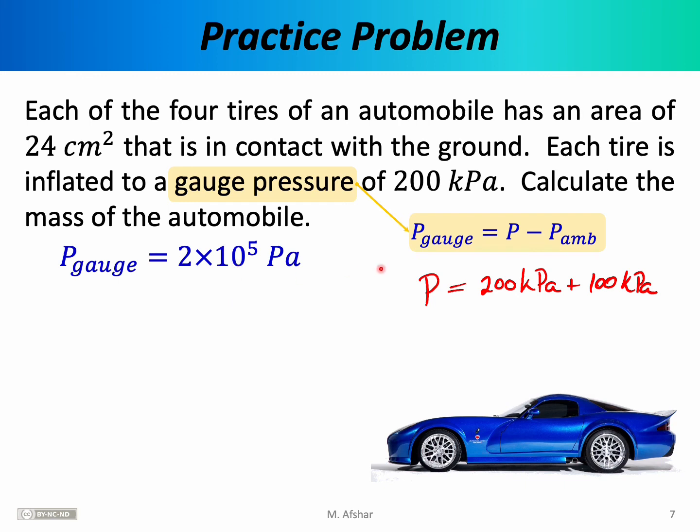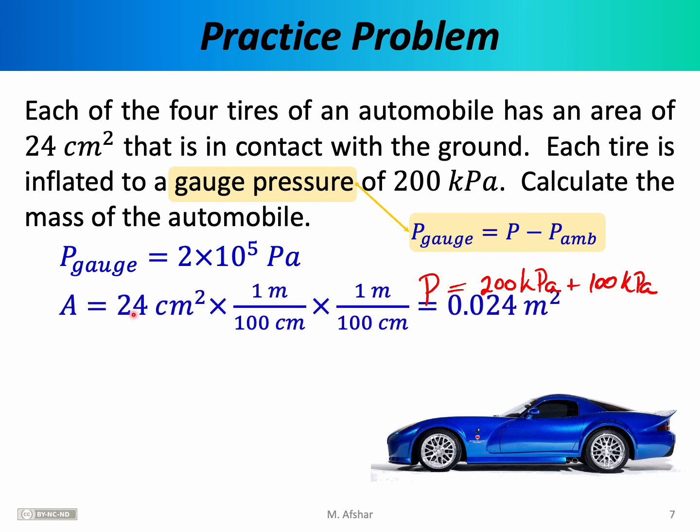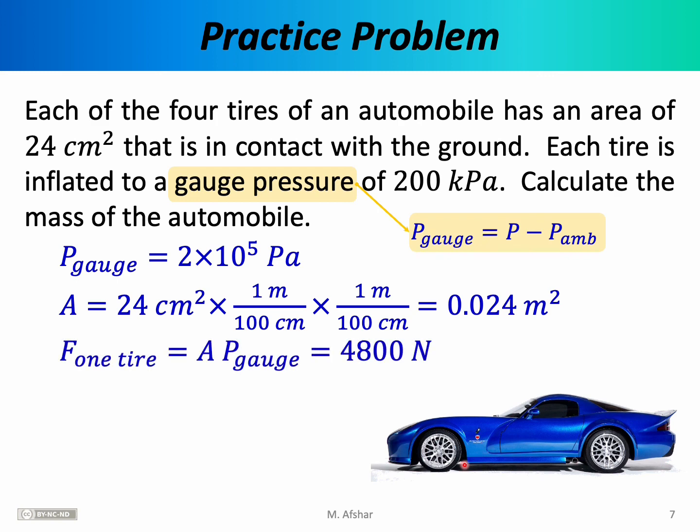Well, the gauge pressure is 200 kilopascals, or 2 times 10 to the 5th pascals. The area is 24 square centimeters. We should convert that to meters. We find that the area for each tire is 0.024 square meters. Again, that's the area over which the force of weight is being distributed. And now we can calculate the force. Let's start with one tire.